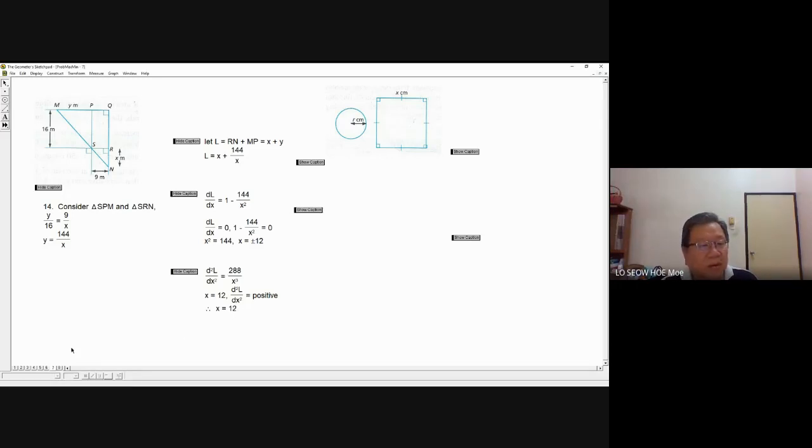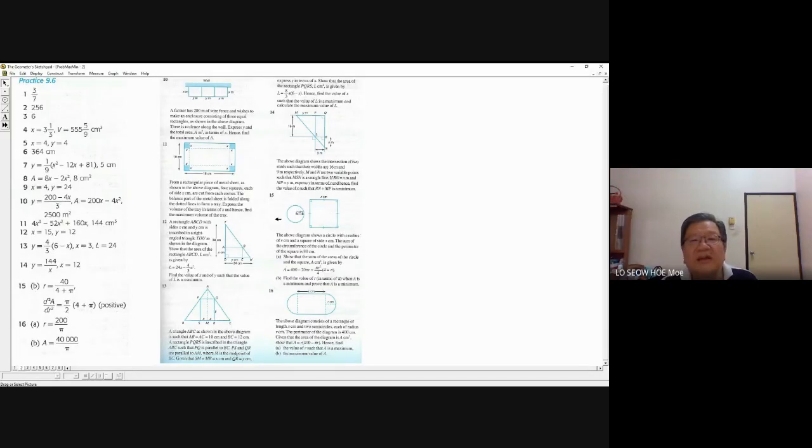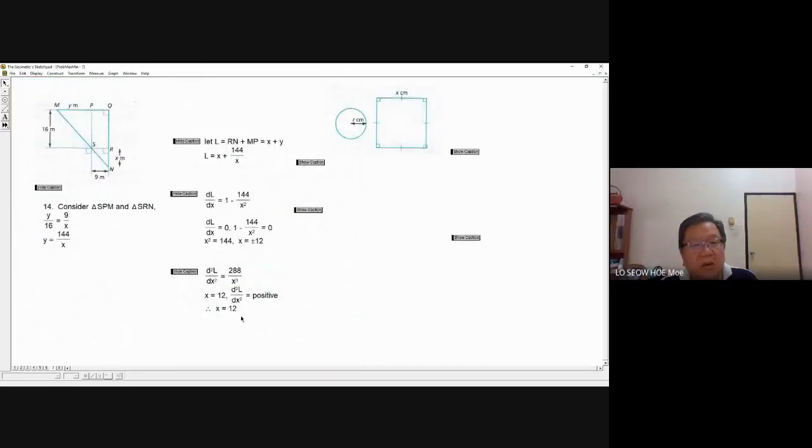x equals 12. Did they ask for anything else other than the value of x? No. Find the value of x such that RN plus MP is minimum. So we have found the value of x. Do you need to substitute back and find the value of L? It depends on the question. In this question, they didn't ask us to find L.